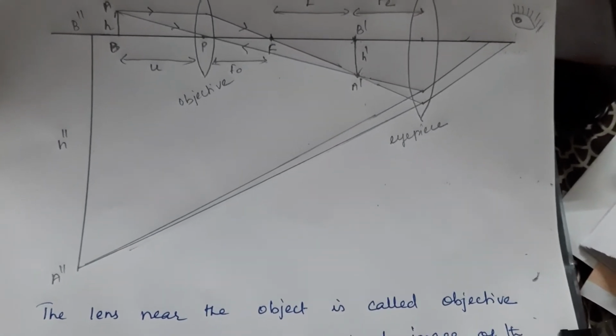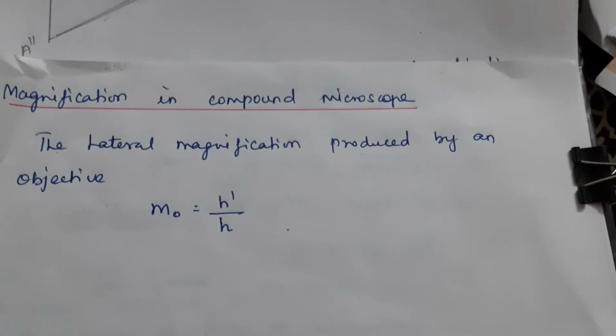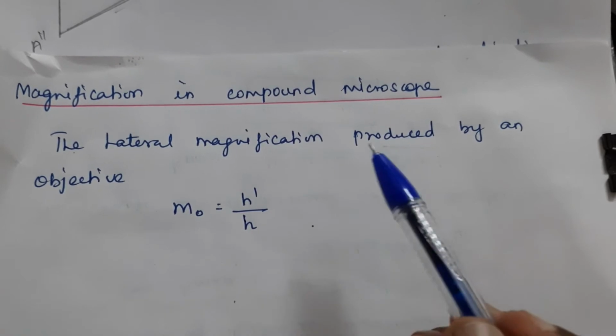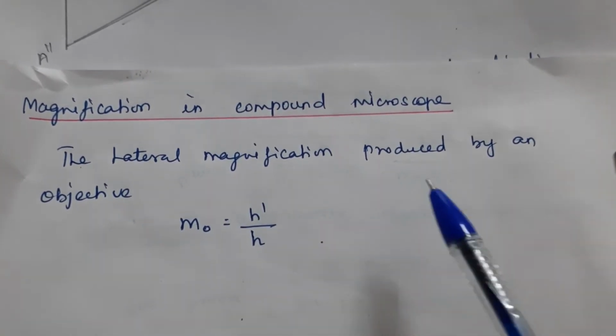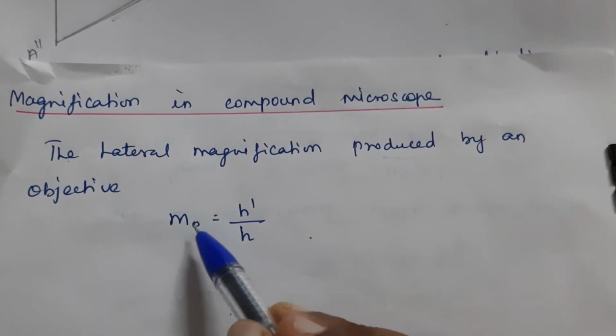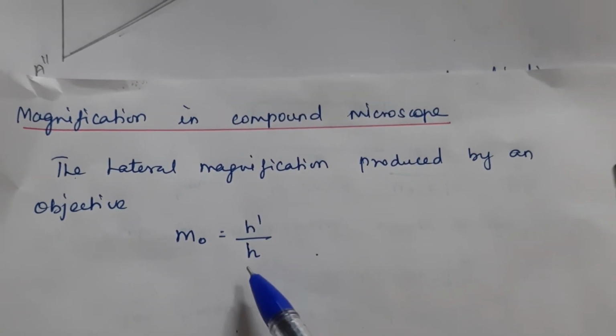Now we have to go for the magnification of the compound microscope. We have two lenses. First we'll go for the magnification of the objective. So the lateral magnification produced by the objective is M objective, that is height of the image by height of the object.